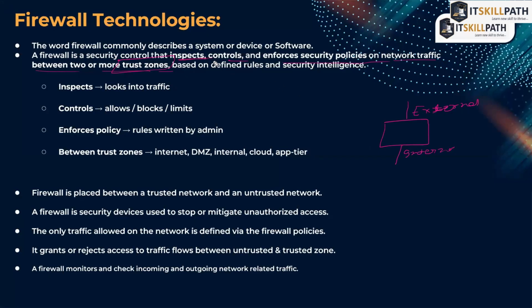First, it inspects and controls. Control means allow, block, limit. Let's suppose we can limit the connection as well. If you want to allow, you can allow; you can block. Inspect means look into the traffic to see whether it's legitimate traffic or not. Then it enforces policy, based on the policy written by the admin, it allows or denies.